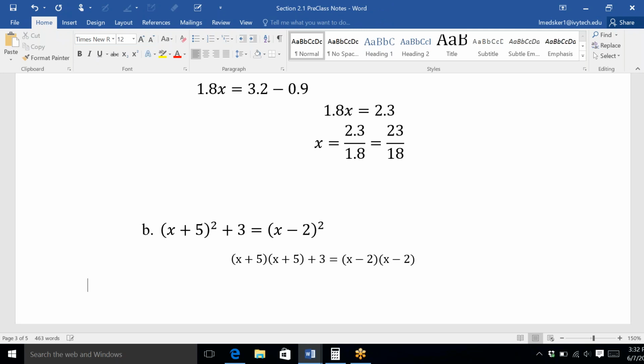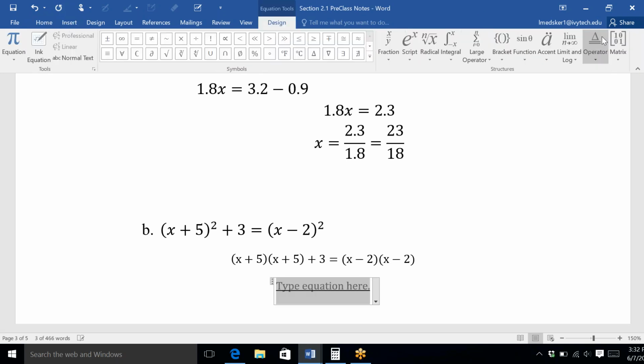Okay, so when we work this out, we need to FOIL those. So x times x is x squared. 5x, so plus another 5x, plus 25, plus 3. On the other side, we get x squared, because x times x. We get a minus 2x and another minus 2x when we FOIL. And negative 2 times negative 2 is positive 4.